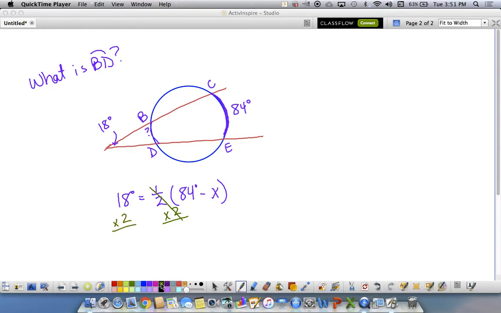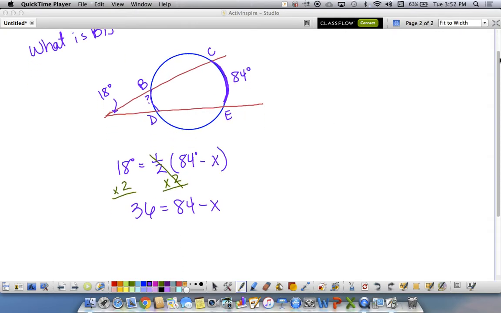Times 2. What's 18 times 2? I'm pretty sure it's 36. So I have 36 equals 84 minus what? How do we solve for X? If you're subtracting 84 and then taking the opposite, it's okay if you do that. I know that I need 84 minus 36.